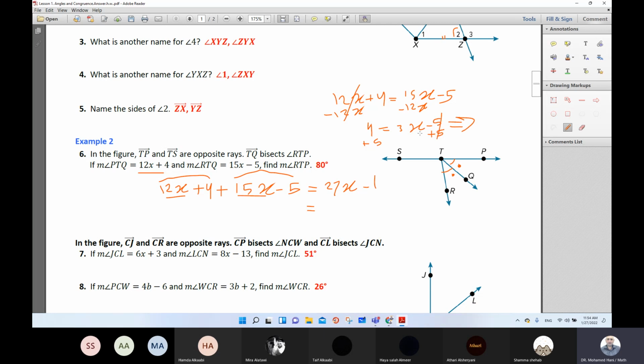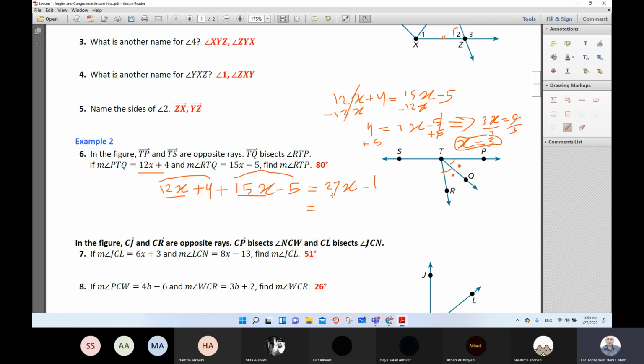Minus 5 plus 5 will be 0, remains 3x equals 4 plus 5 will be 9. Divide the two sides by 3. 3x divided by 3 will be x equals 9 divided by 3 will be 3. So the value of x will be 3.